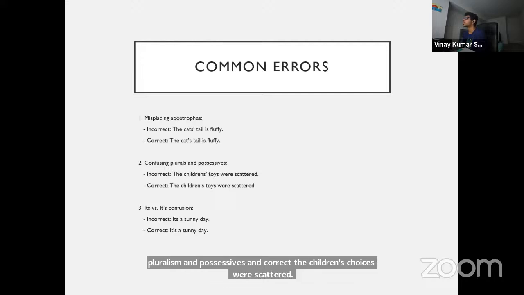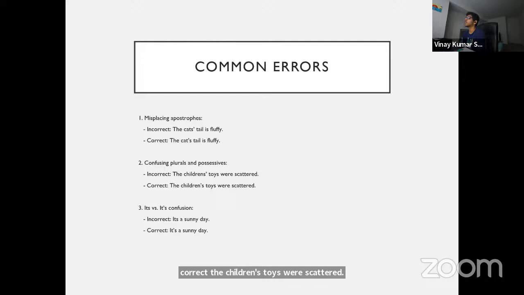Its versus it's confusion. Incorrect: It's a sunny day. Correct: It's a sunny day.